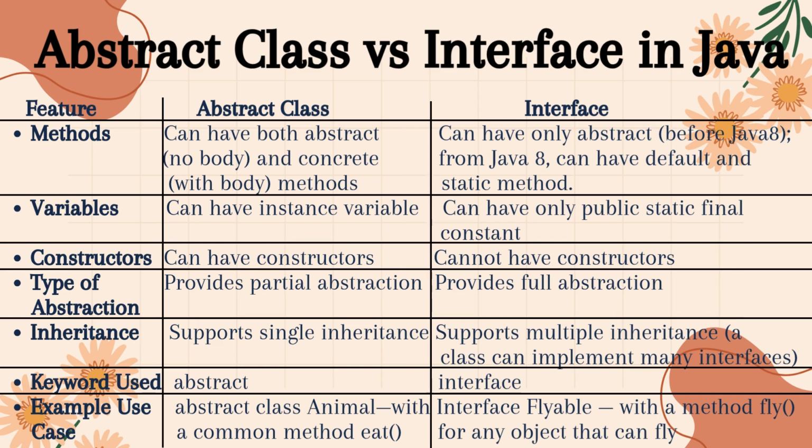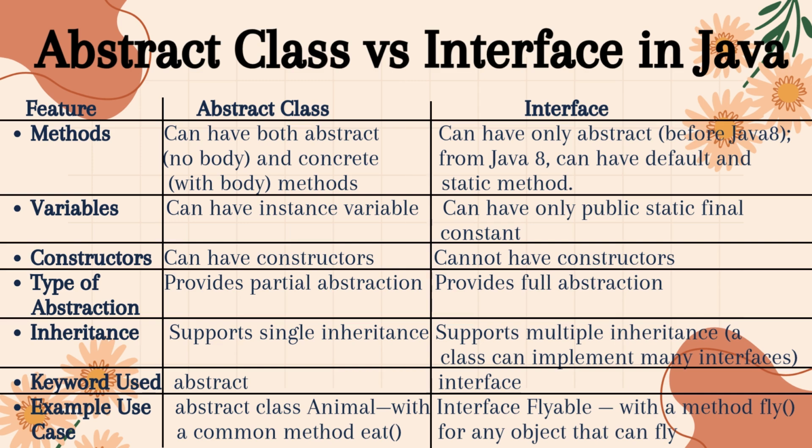First, methods. An abstract class can have both abstract methods, without a body, and concrete methods, with a body. An interface, on the other hand, could only have abstract methods before Java 8, but from Java 8 onward, it can also include default and static methods. Second, variables. Abstract classes can have instance variables, while interfaces can only have public static final constants, meaning they are constants shared by all implementing classes.